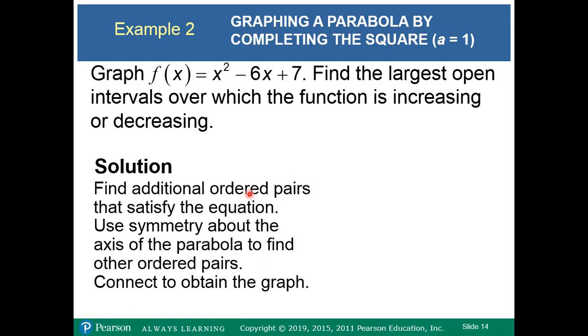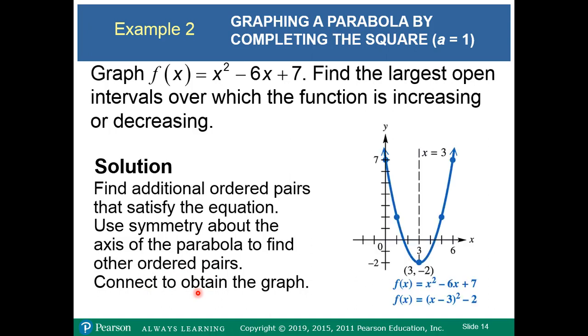Now, find additional ordered pairs to satisfy the equation. Use symmetry about the axis of the parabola to find other ordered pairs, connect, and obtain the graph. Okay, so there are different ways of doing this. We got the vertex. We could have found the x-intercepts, and or we find the y-intercept. The y-intercept's easy. When x is 0, we always get the constant term, so it's 0 comma c, in this case 7.